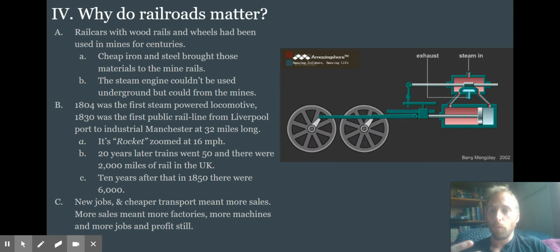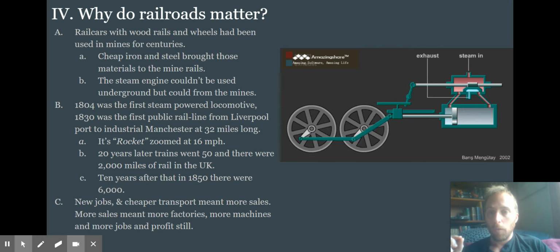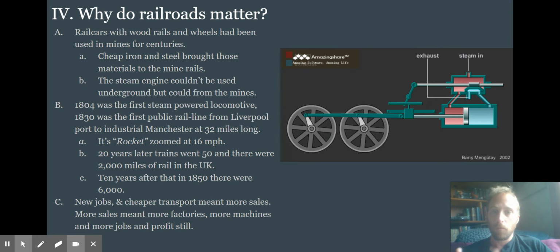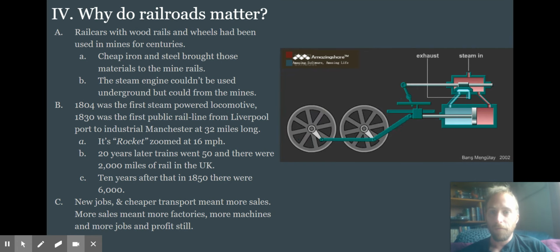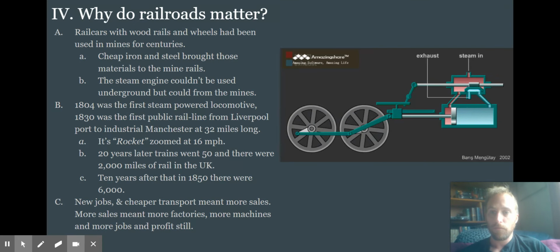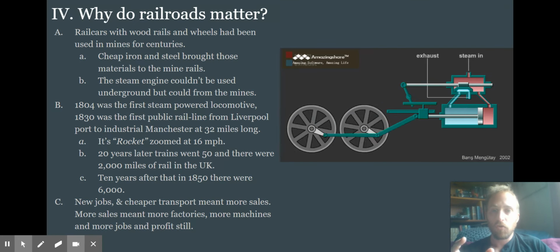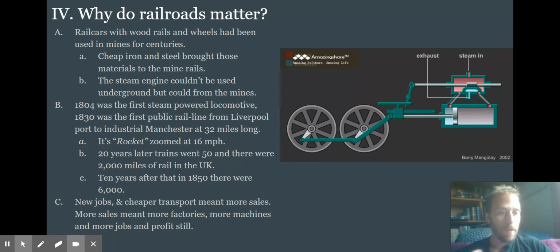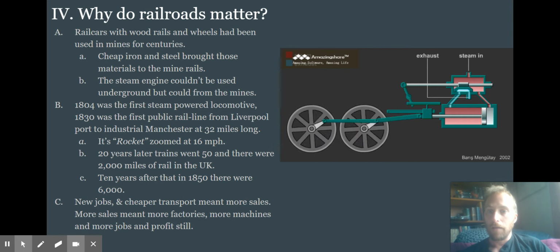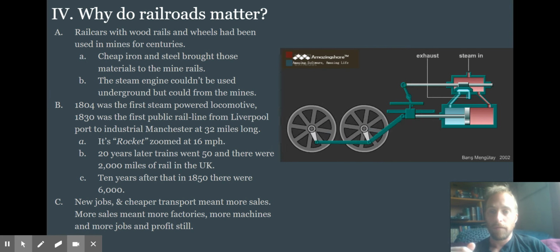And they start transporting in 1804 coal and iron ore from the mines in Wales to the cities where it's going to be turned into industrial goods. 1830 is the first public rail line that takes passengers, and it's a 32-mile line between Liverpool, England, which you may or may not know the Beatles are from, and Manchester, England, where they basically have the factories. The train's called the Rocket.